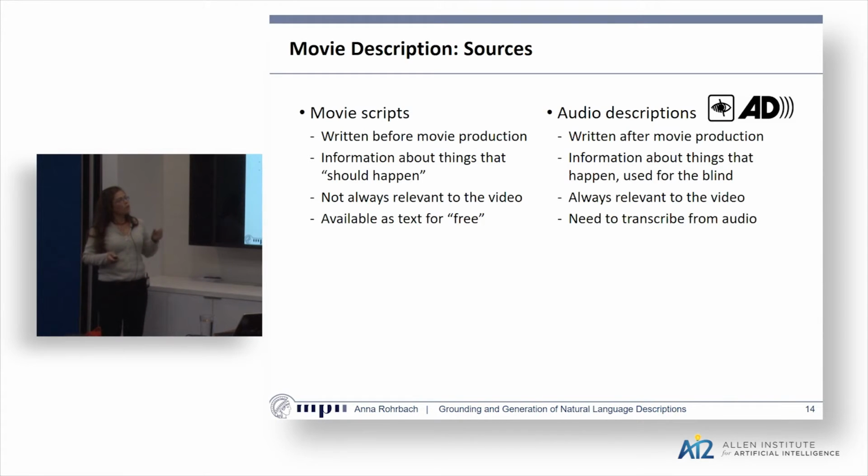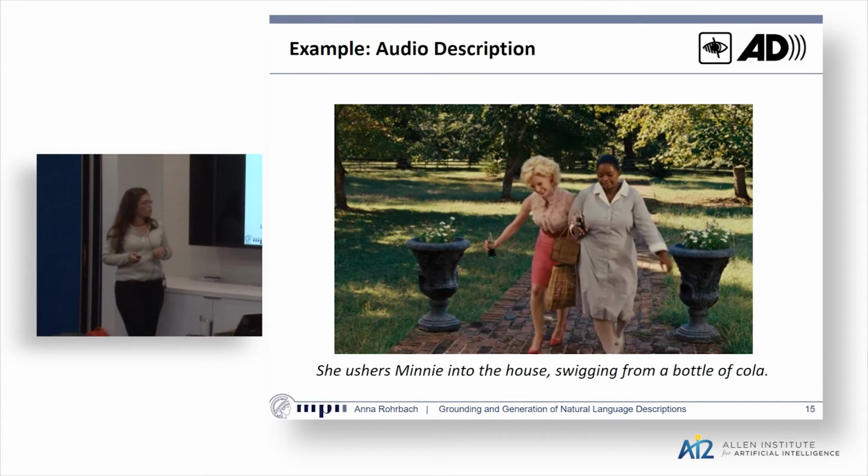However, the new source which we explored in our work is the audio description, which is available in many movies nowadays for blind people as an additional audio stream, which is actually created after the movie production to basically enable visually impaired people to follow the storyline more easily, to inform them what's happening. However, this is available as audio, so we have to transcribe it. And here is an example of such audio description.